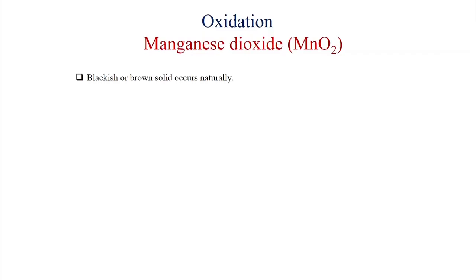Welcome again. Today we will discuss two more oxidizing agents. First one is manganese dioxide and second one is silver carbonate on celite. So manganese dioxide is a blackish or brown solid which occurs naturally, and if you see the manganese oxide structure, two oxygens are there and its oxidation state is +4.